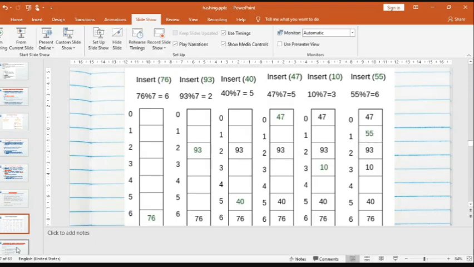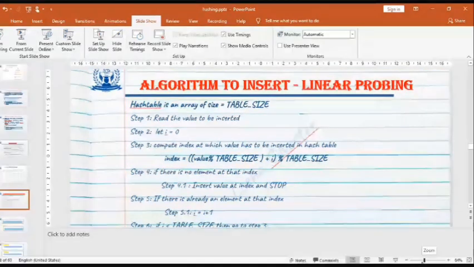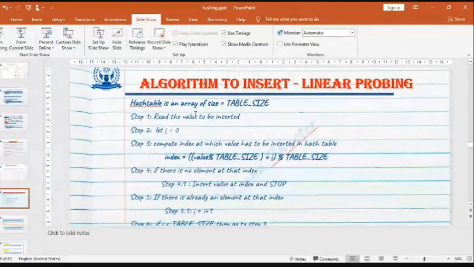Okay, got it. That's all about linear probing. It is very important. So the algorithm is like this. A hash table is an array of size table size. Actually, the hash table is considered as an array and the maximum size is table size.